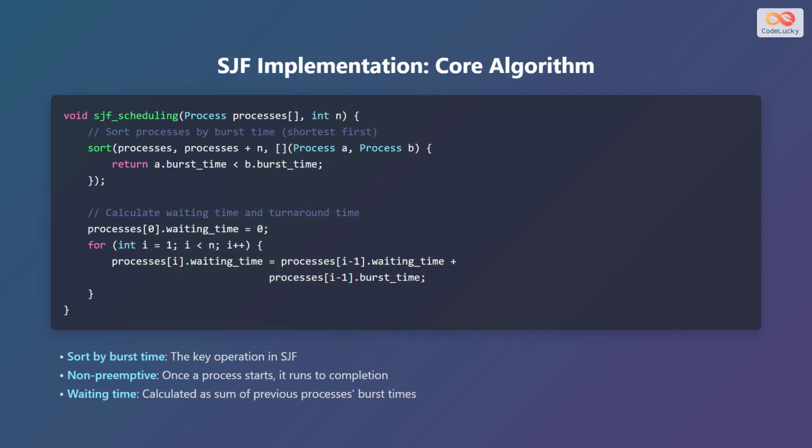Let's delve into the core algorithm for SJF implementation. This code snippet outlines the key steps involved in SJF scheduling. The function named SJF scheduling takes an array of processes and the number of processes as input. The first step is to sort the processes by burst time. Shortest burst time comes first. This is the key operation in SJF, ensuring that processes with shorter burst times are scheduled earlier.